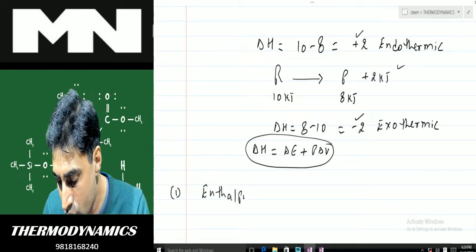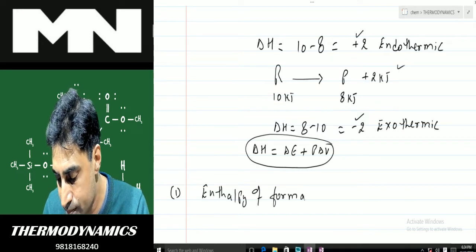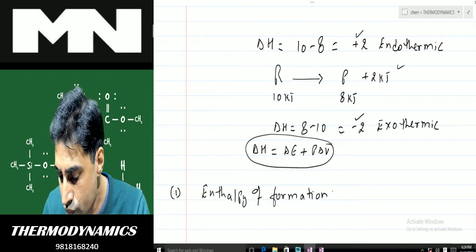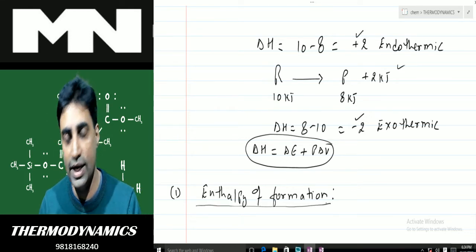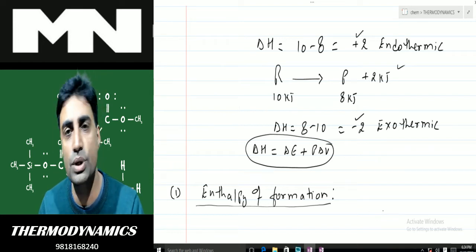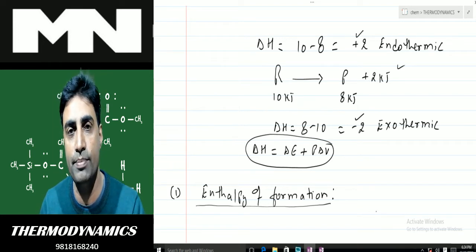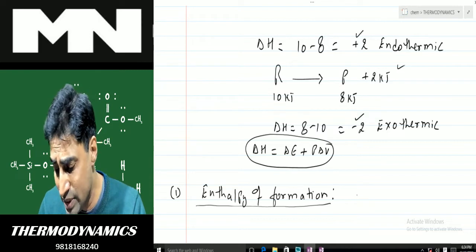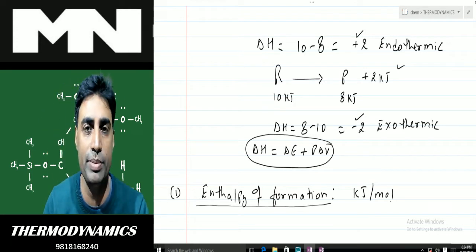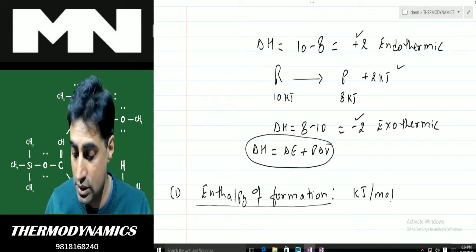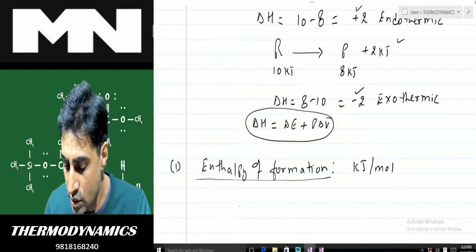First I'm telling you enthalpy of formation. As you know, enthalpy is energy. And energy has a dimension, that is joule, kilojoule, calorie, kilocalorie, something like that. So the dimension which I'll use, and which is commonly used, is kilojoule per mole. So my definition will be in accordance with these dimensions.